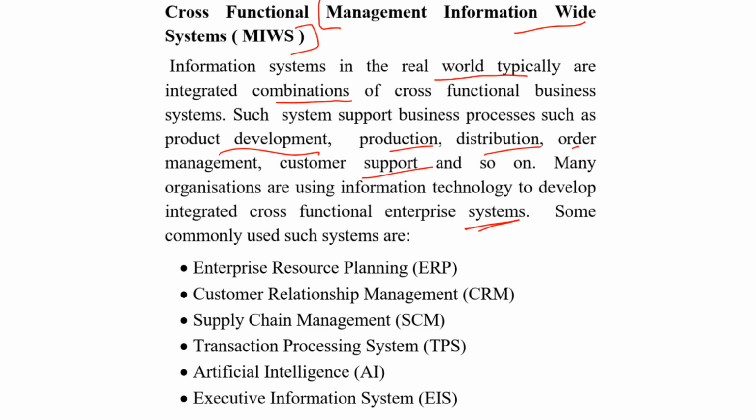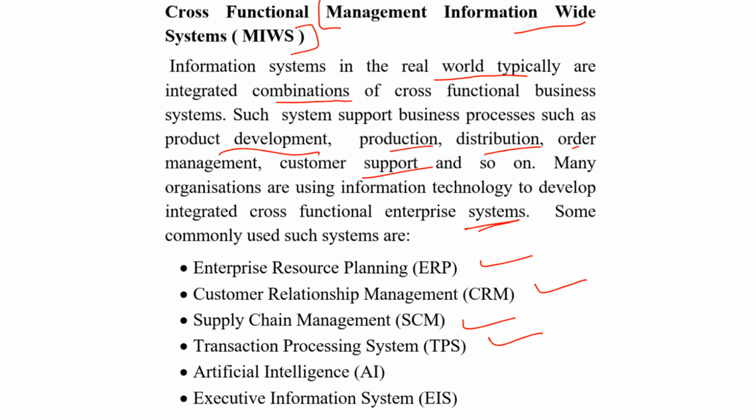Some commonly used such systems are, what are those systems? One is ERP, that is enterprise resource planning. It is a particular system which helps the enterprise or the organization to effectively use their resources. Then the next system is customer relationship management, CRM. This particular system helps to maintain good relationships with the customers. Then SCM, supply chain management, as the name indicates, this particular system helps the organization to effectively manage the supply chain of the organization.